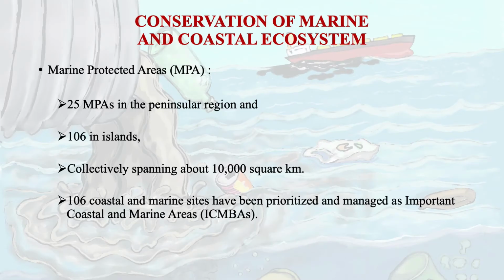Moreover, several steps have been taken to conserve a substantial portion of the coastal and marine areas. We have different national biodiversity targets, and we have to achieve Aichi biodiversity target number 11 in the country. Specifically, to achieve national biodiversity target number 6 and Aichi biodiversity target number 11, 106 coastal and marine sites have been prioritized and managed as important coastal and marine areas.